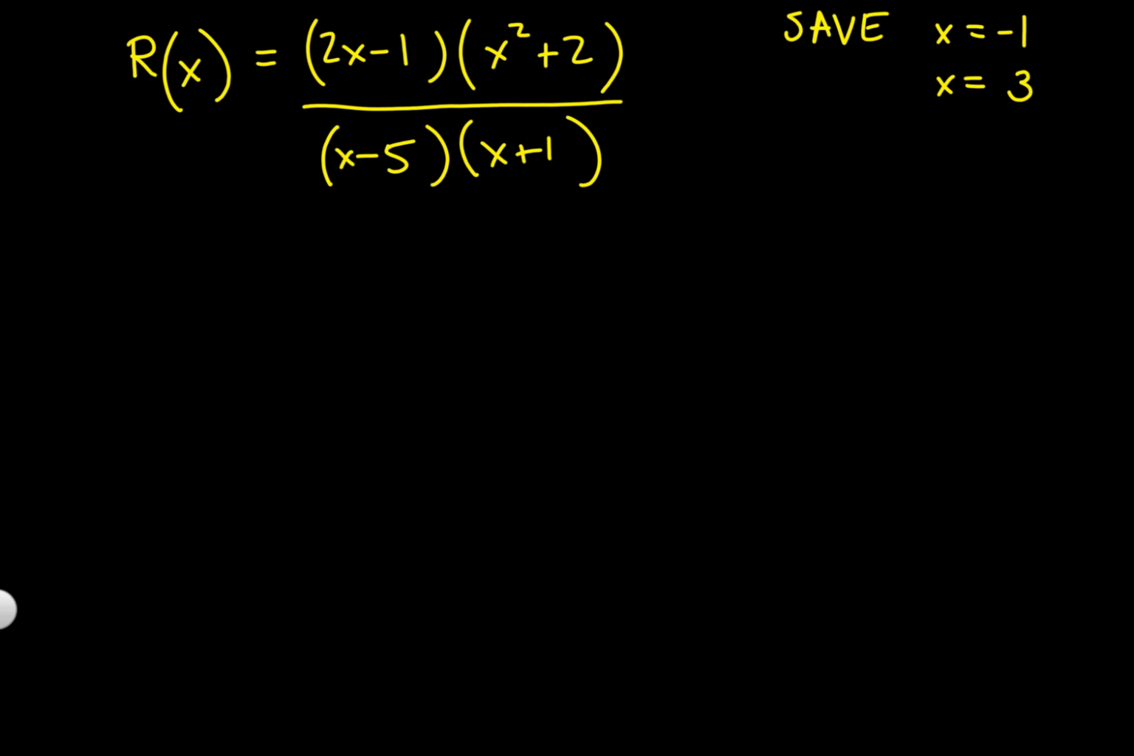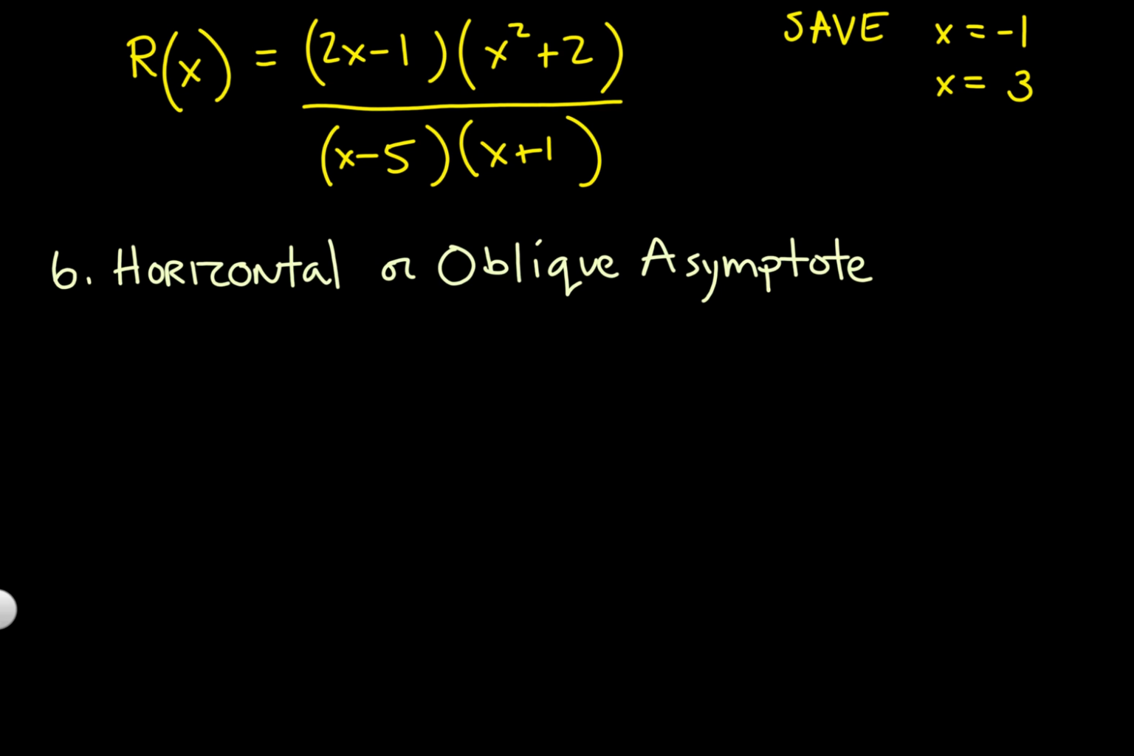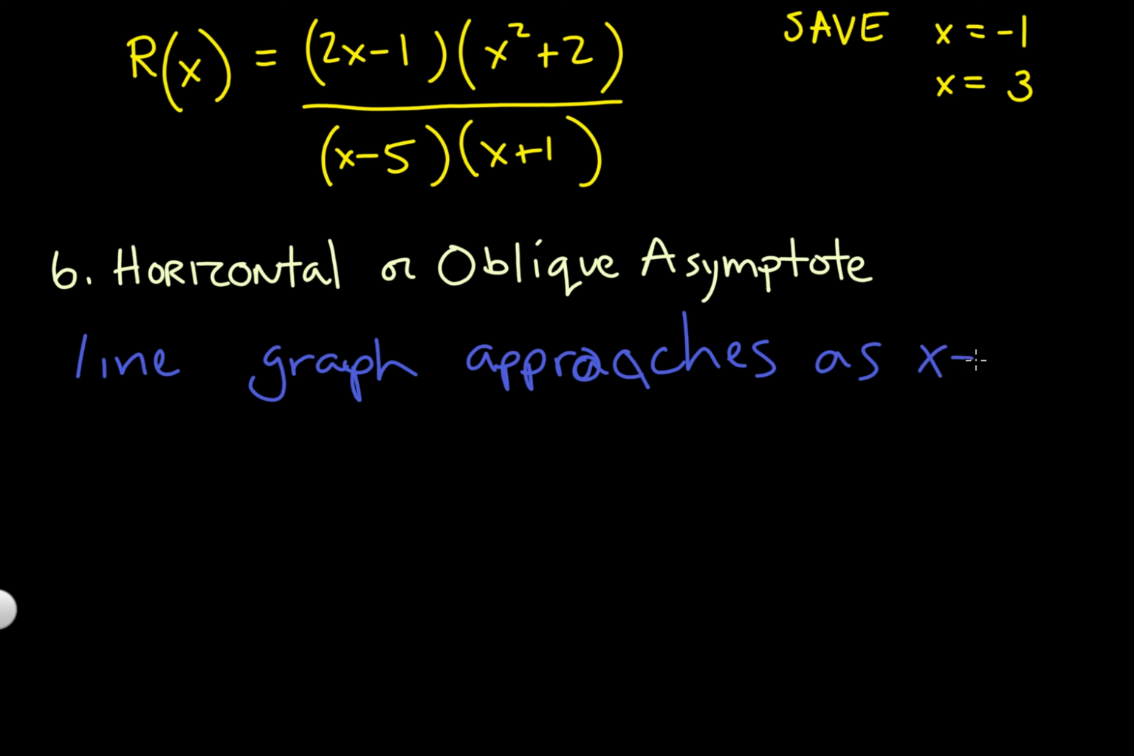My next step in analyzing this function is to determine the horizontal or the oblique asymptote. A horizontal or oblique asymptote, oblique just meaning it's not horizontal, is the line that the graph approaches as x approaches positive or negative infinity.